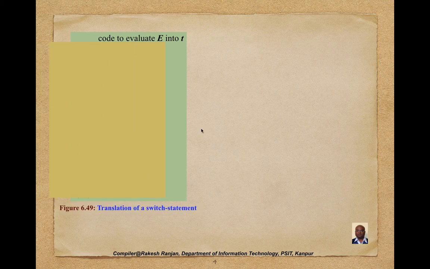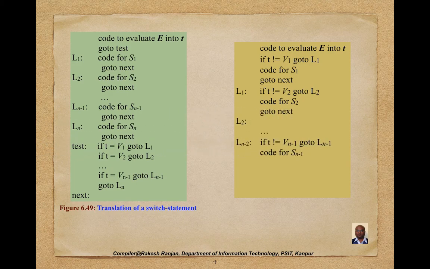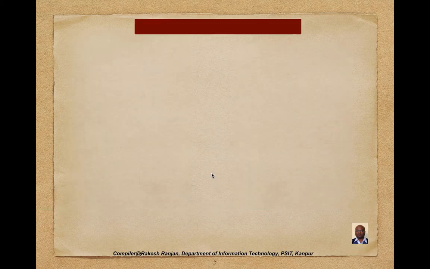So this is one of the possible translations of the switch statement. Another possible translation can be: if t is not equal to v1, then go to L1. Code for S1, go to next. L1: if t is not equal to v2, then go to L2. So we may write like this also. There are different varieties of alternatives. You can write them yourself also. So this is L(n minus 1) and so on. It's very easy to understand how to convert the switch statement.